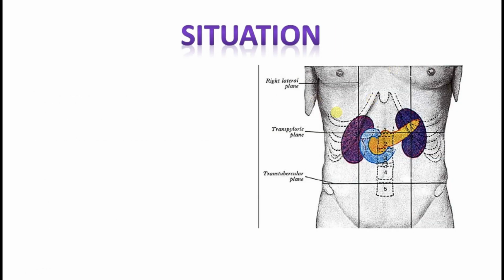Now, where is the pancreas actually situated? It is situated in the epigastric and also in the left hypochondriac region. It is nearer to the posterior abdominal wall, behind the stomach. Behind the stomach we have a space, the lesser sac, so the lesser sac separates the pancreas from the stomach.